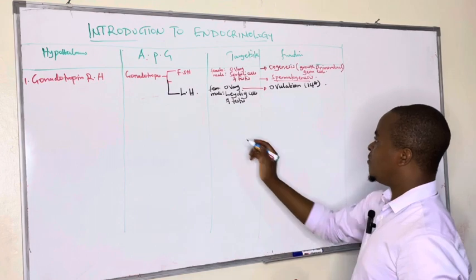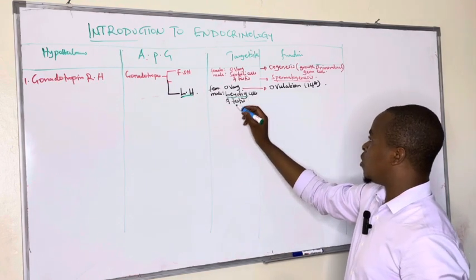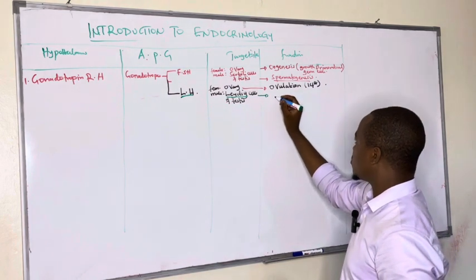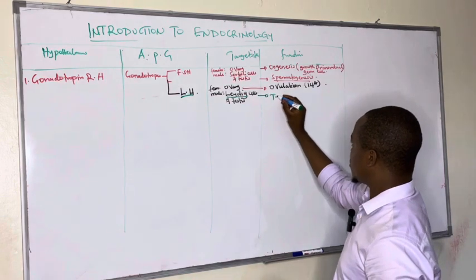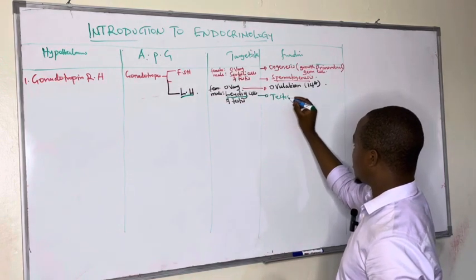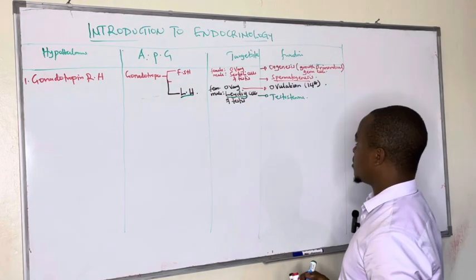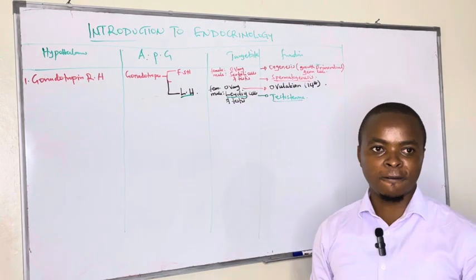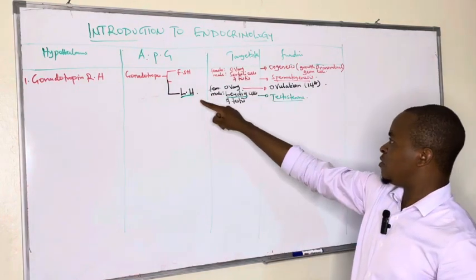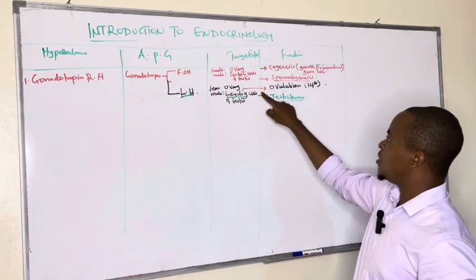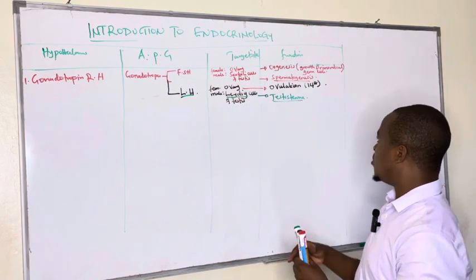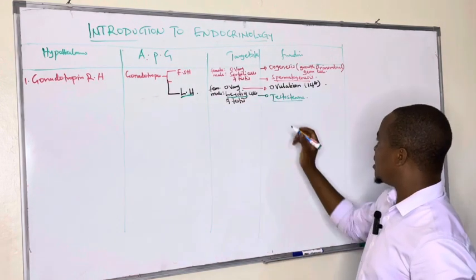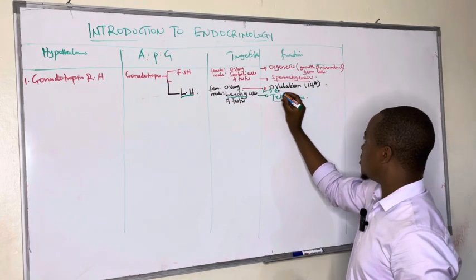Then the Leydig cells, whenever luteinizing hormone goes to the Leydig cells, or what we call interstitial cells, it stimulates them to release testosterone. That is its major role, production of androgen, especially testosterone. But another thing I have not told you about luteinizing hormone in female, when it goes to the ovary, it also stimulates the granulosa cells of the maturing oocyte to release a hormone known as estrogen.